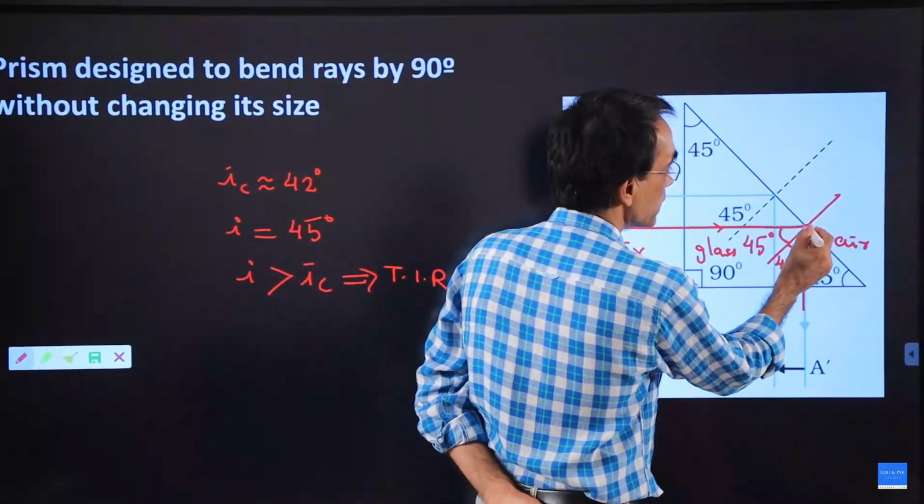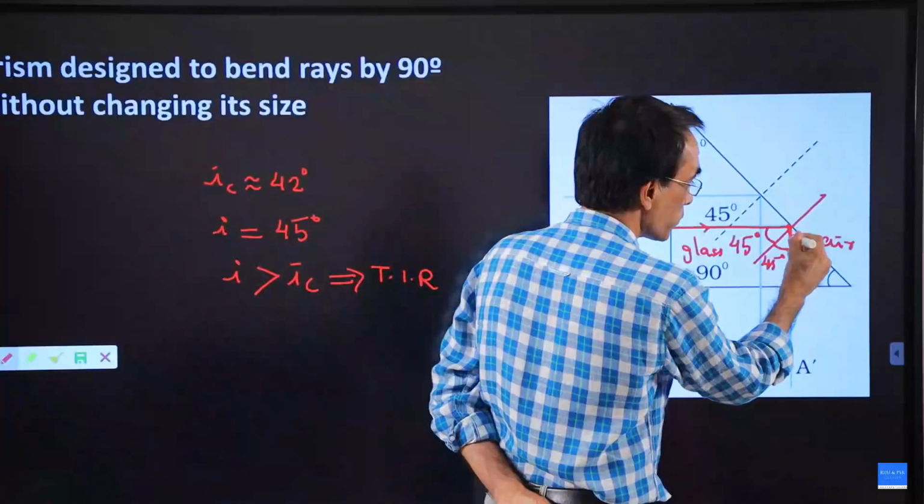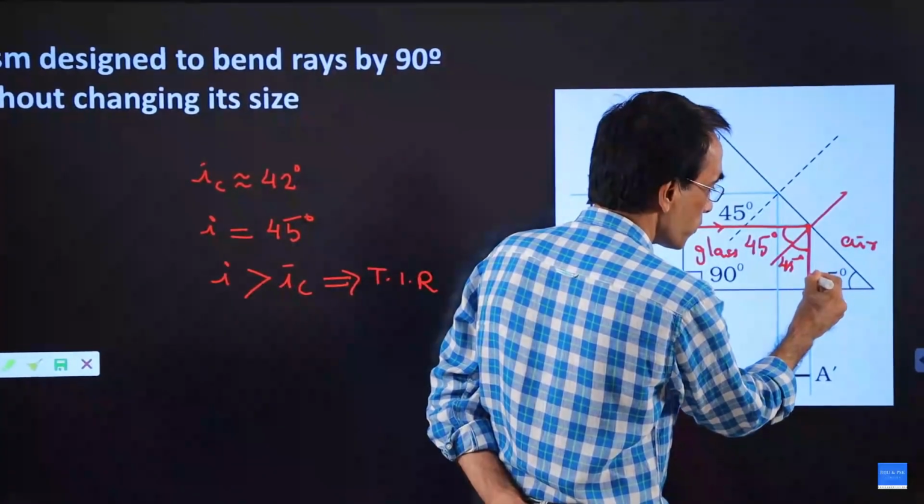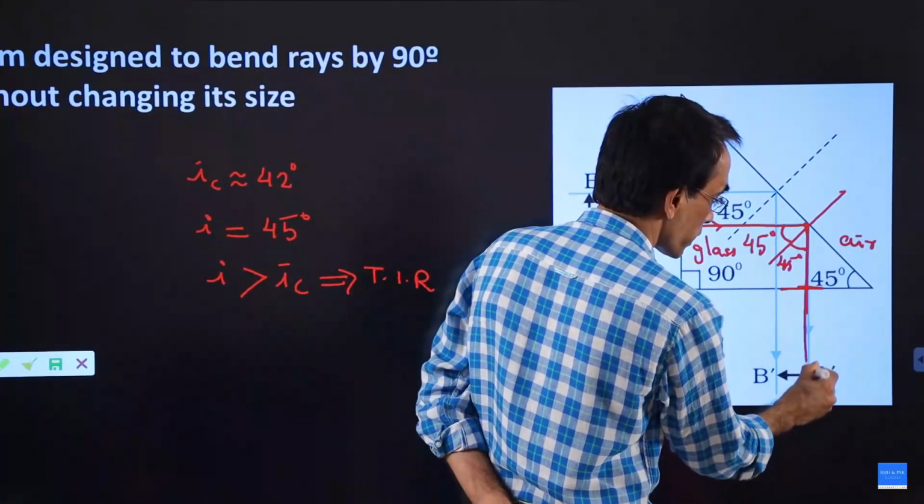So the light ray which is hitting here, instead of going to air, will go back to glass, and that is at 45 degree. And when it is coming at 45 degree here, this is normal incidence, so the light will go straight out.